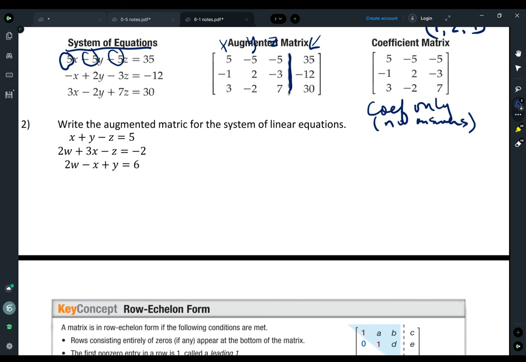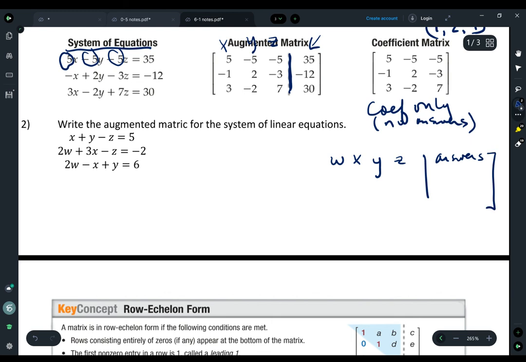So I always want to look over what my variables are. If I look at the first row, I see x, y, and z, but then I notice in the second one I have a w. So I have to figure out our variables, and those columns should always be in alphabetical order. That means we would have w, and then x, and then y, and then z, and then we'll have that line, and then we'll have our answers. So that's how we're going to set it up. And each equation will give us a row.